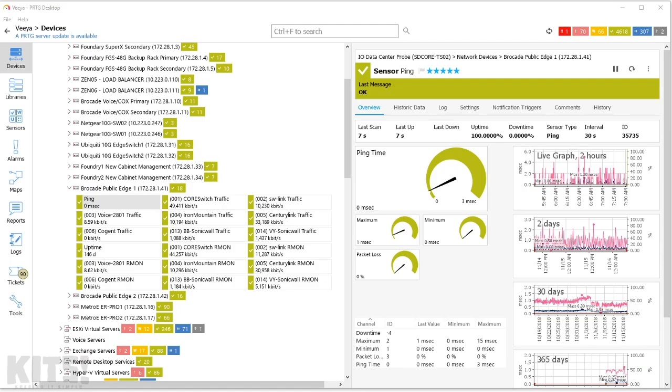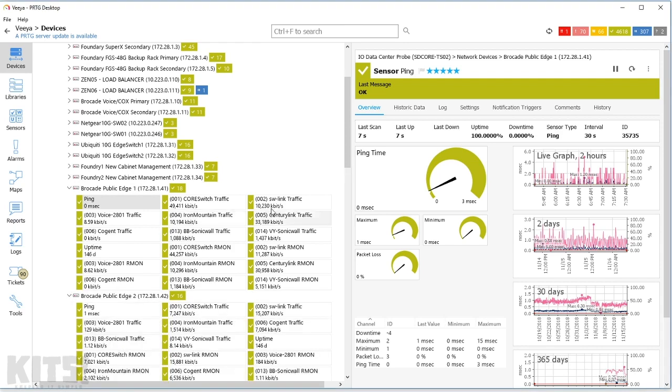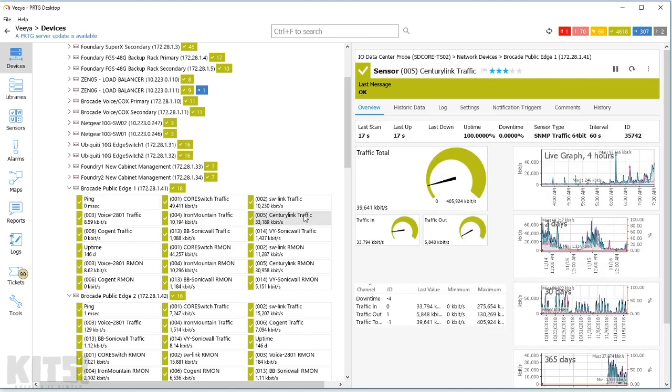I want to pull up my monitoring system because I think when you see this, it's going to explain a lot. You can see right here is our monitoring for the Brocade Public Edge. That's the BGP routers that we're configuring. This is one, right down below it is number two. Now, you can see that I've got a few connections being monitored, the core switch connection, the connection to Iron Mountain, IO data, et cetera, et cetera. The one that I'm focusing on right here is the CenturyLink traffic.